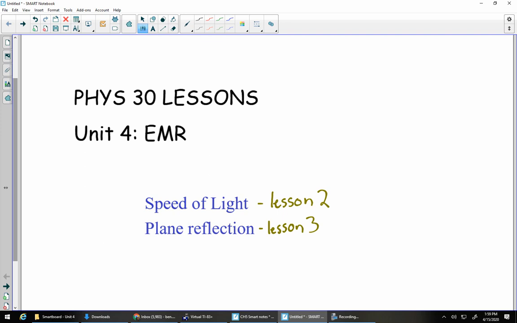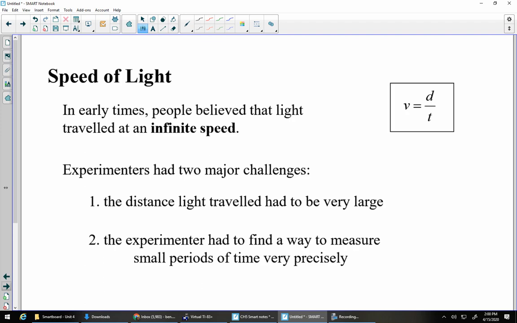Now, Lesson 3, I know that's a lot for one particular video, but they're both fairly short lessons. Plane reflection, actually, if you've got a good sense of trig, is probably the shortest lesson, possibly of all of Physics 30. So we'll get them both out of the way right now. If you need to take a break in the middle, put it on pause, maybe take a note of the timing, and you can definitely split those up. But we are doing Lesson 2 and Lesson 3 in this video. So let's jump right in and check out the speed of light.